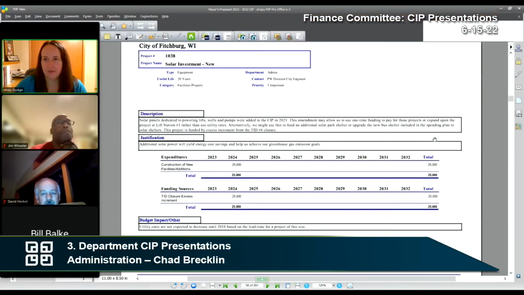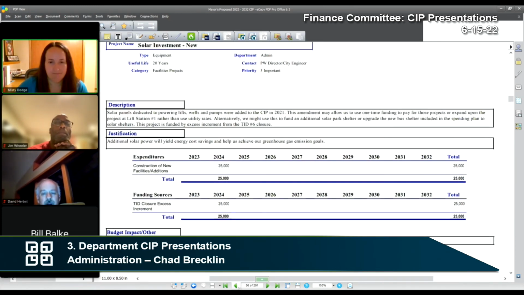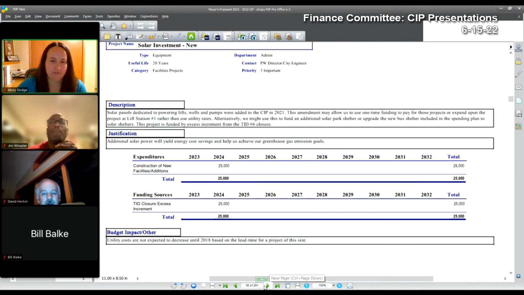Okay, thank you. So the administrative report, heading back to page 56, it looks like. Project 1038 is a new project, the solar investment. This was discussed during the ARPA and TID conversation, if I recall correctly. And this would allow some funding to be available for adding solar equipment to different facilities within the city, potentially to include lifts, wells, and pumps. Park shelters and those sorts of things.